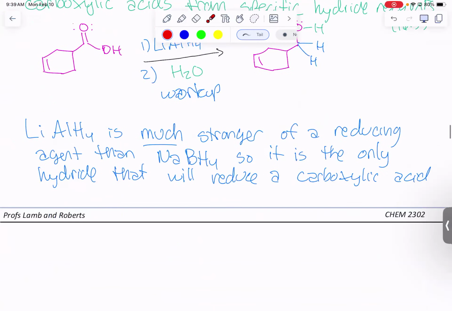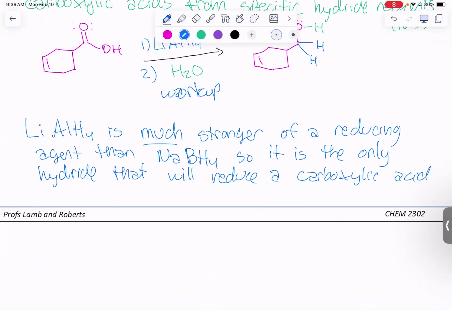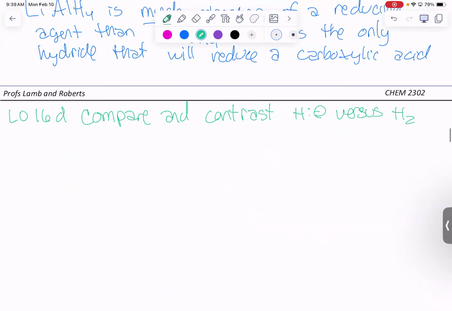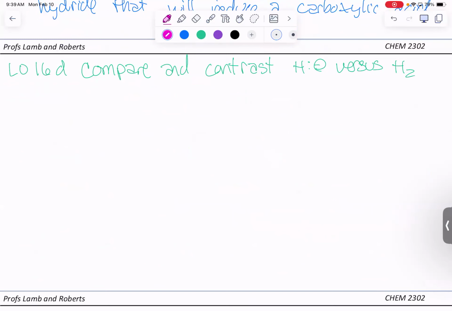All right, and so let's go ahead and have a learning objective on that. So learning objective 16D is compare and contrast H minus or hydride versus H2. All right, so let's use that same alkene example. In this case, we're just gonna reduce an aldehyde or a ketone, not a carboxylic acid. So let's have a similar molecule as we had before, but this time as an aldehyde.